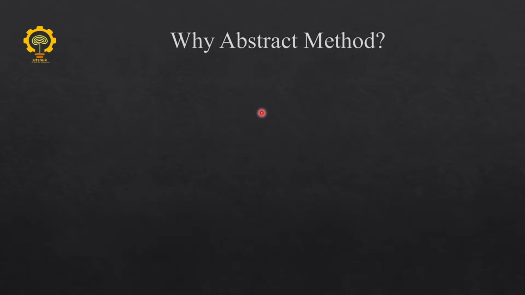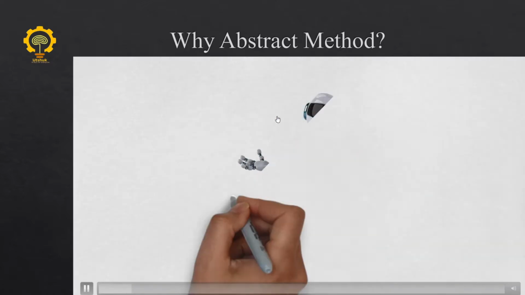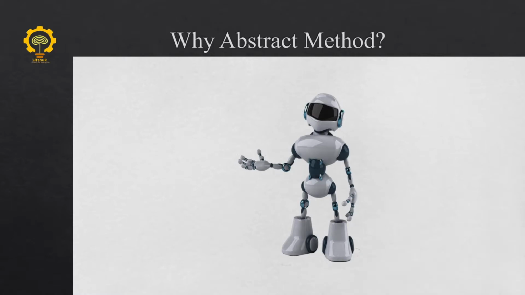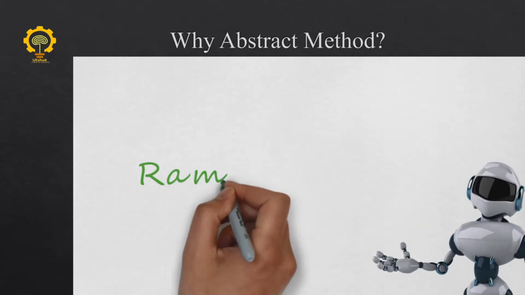So let's see why we use an abstract method. Let's say that Ramesh is creating a robot, and let's give this robot the name Ramesh robot.